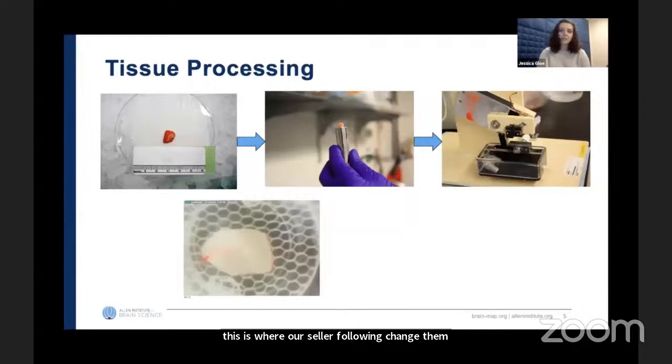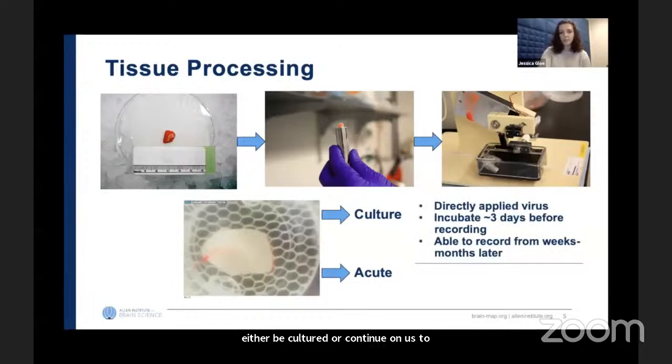These slices are incubated for 10 minutes in a heated ACSF bath, which is used as the recovery step to return the cells back to physiologically normal conditions. Depending on experimental needs, these slices will either be cultured or continue on as acute slices. Cultured slices are plated on membrane inserts in wells containing slice culture media and then stored in an incubator. We are able to directly apply viruses to label cells of interest and record from these slices anywhere from a few days after slicing to a few months down the line.